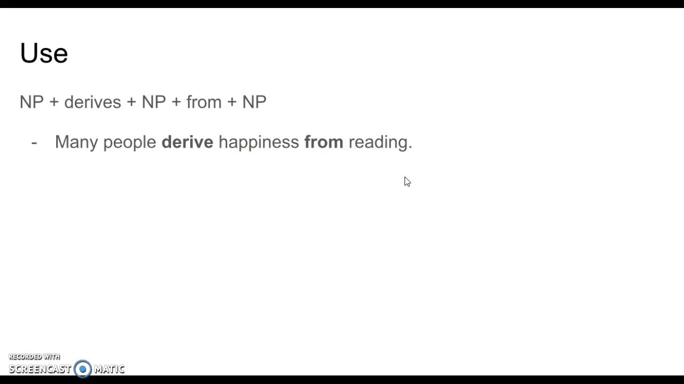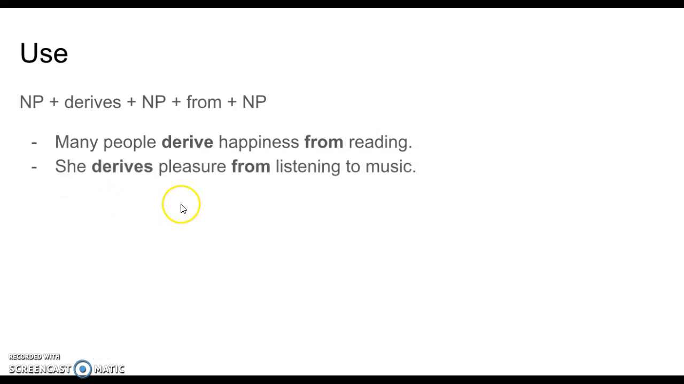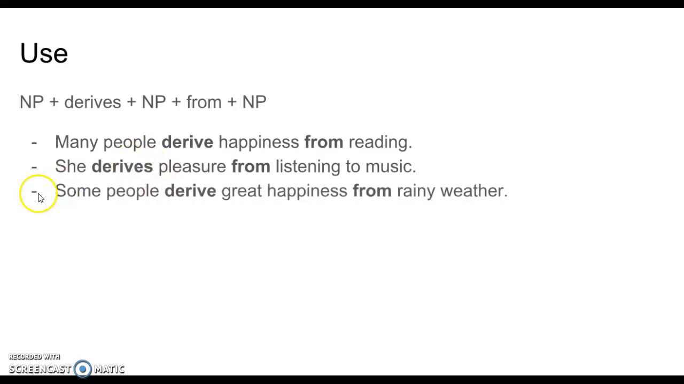So let's look at another sentence. She derives pleasure from listening to music. Or so she gets pleasure from listening to music. So in this case, the meaning is a little bit different, but essentially the whole idea that something comes from something else is still in this use.